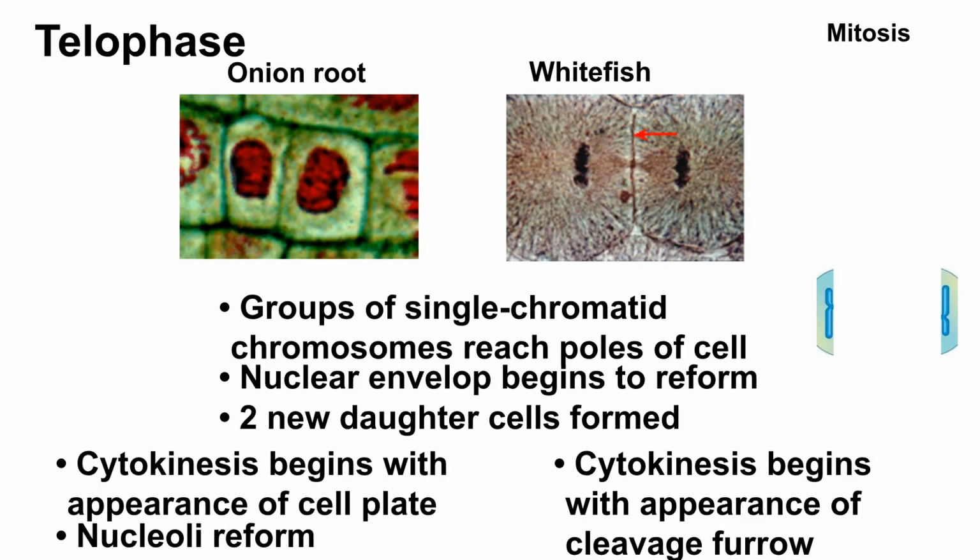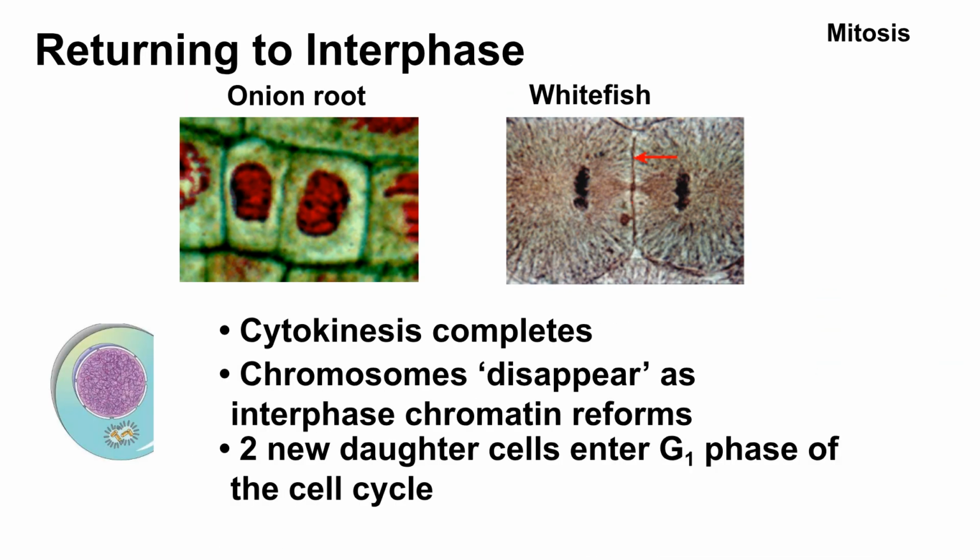In telophase, single chromatid chromosomes reach the poles. The nuclear envelope and nucleoli begin to reform, and cytokinesis starts, forming two new daughter cells. As the cells return to interphase, cytokinesis completes and chromosomes disappear as interphase chromatin reforms. The two new daughter cells enter the G1 phase of the cell cycle.